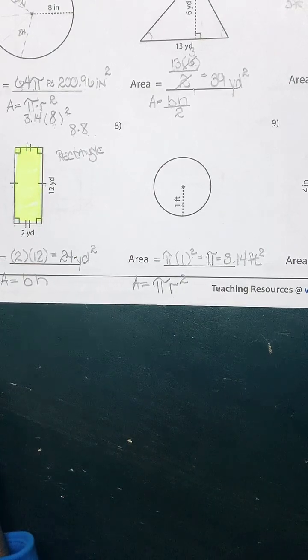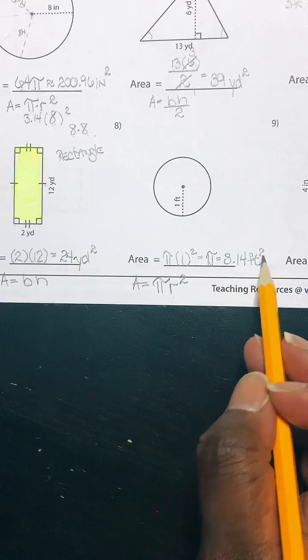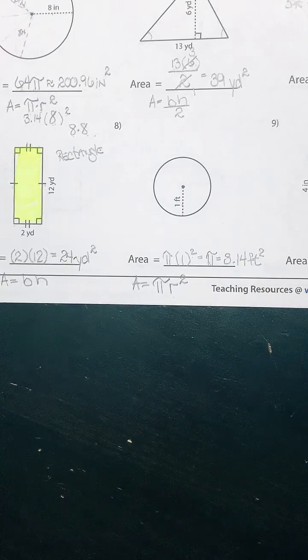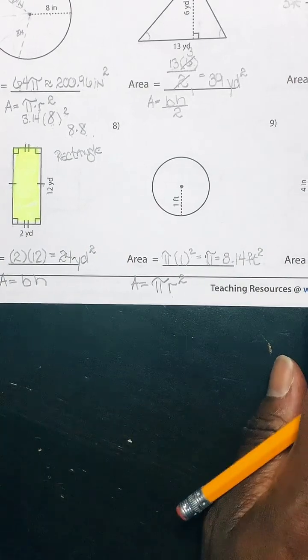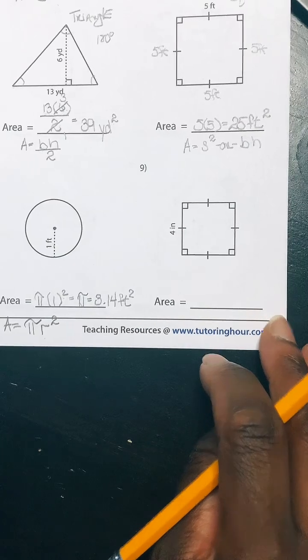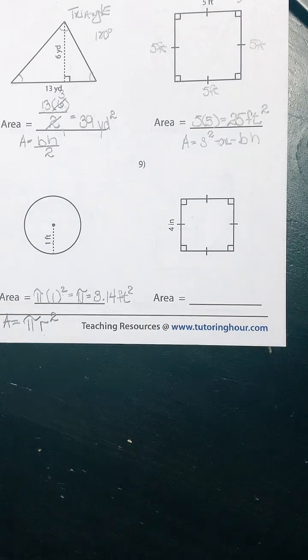All right, no problem. Yep, the answer is 3.14 feet squared. Don't forget about that part. Hey, Leanne. Okay, now the last one. Can I leave you alone with the last one? I want to see what you guys can do.